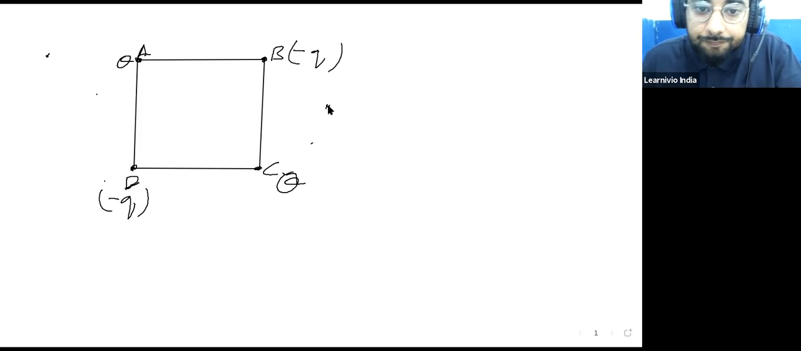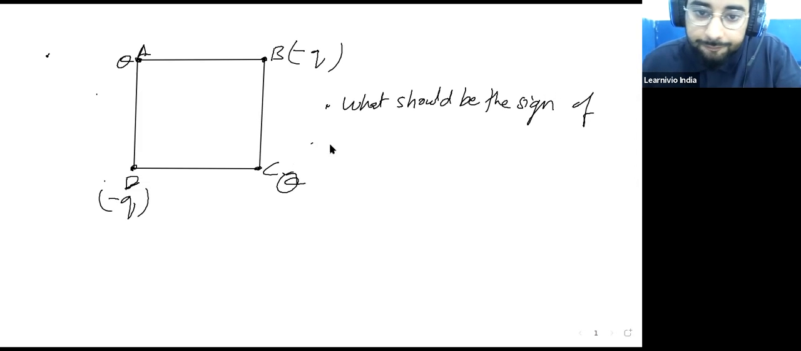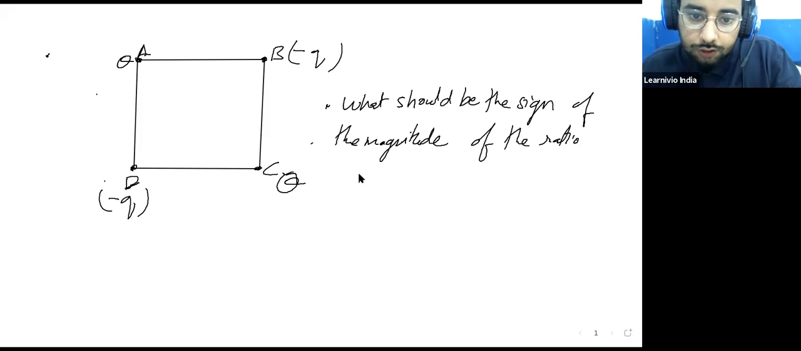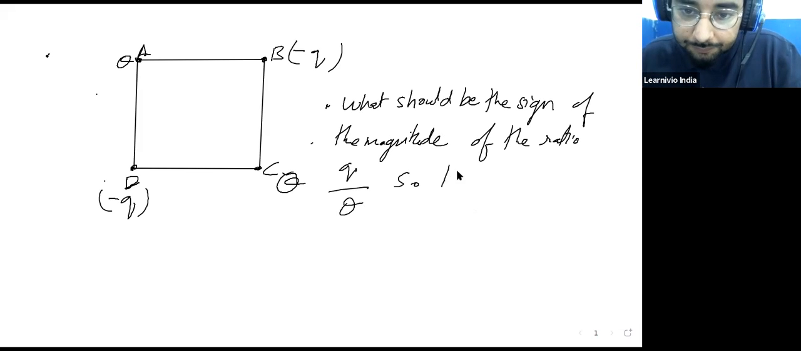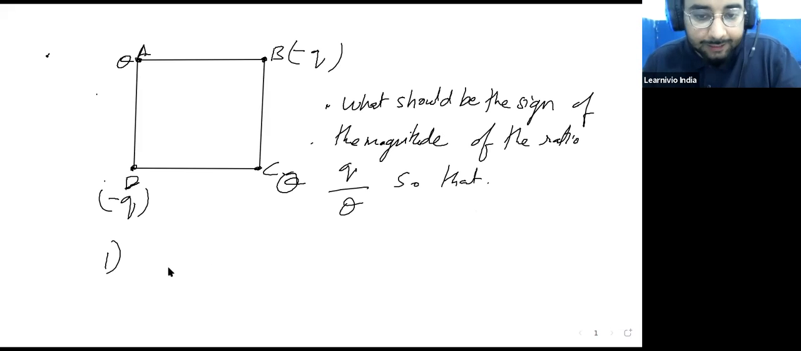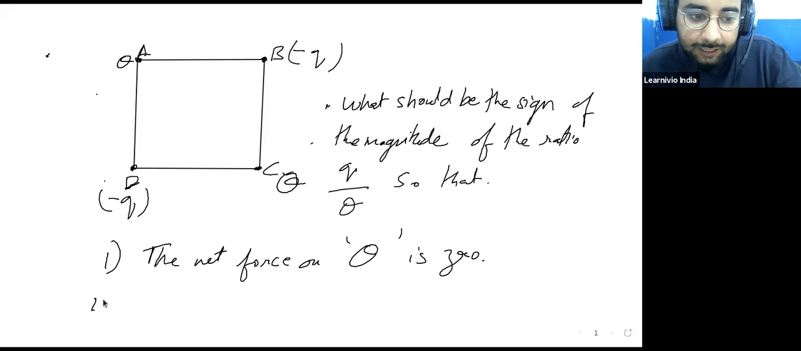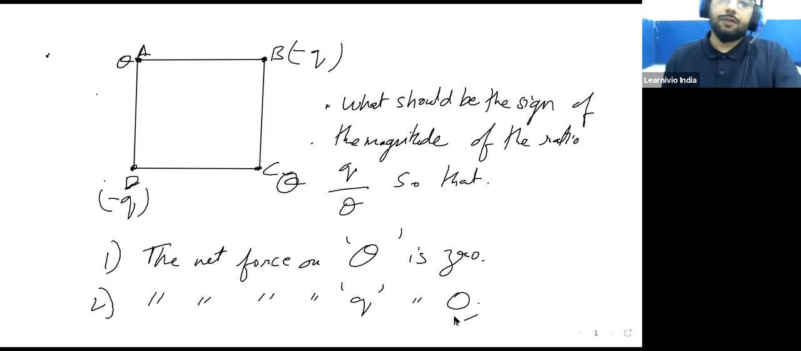Now the question is what should be the sign and magnitude of the ratio small q over capital Q, apologies, so that first, the net force on capital Q is 0, and secondly, the net force on small q is 0. Does the question make sense?